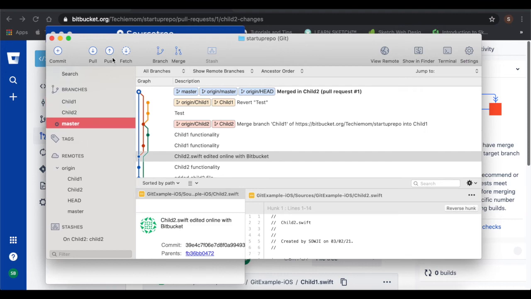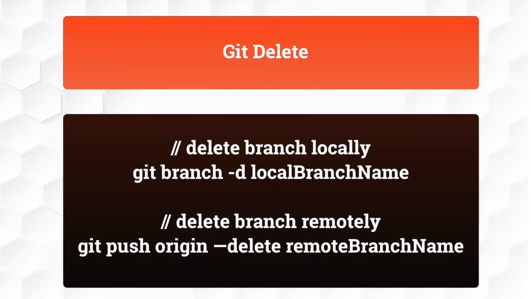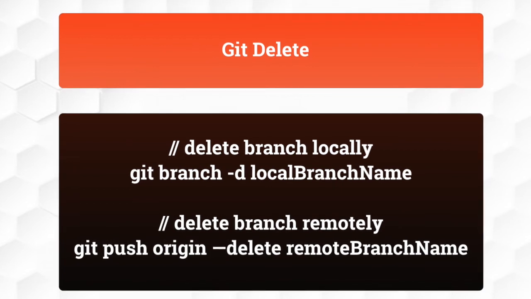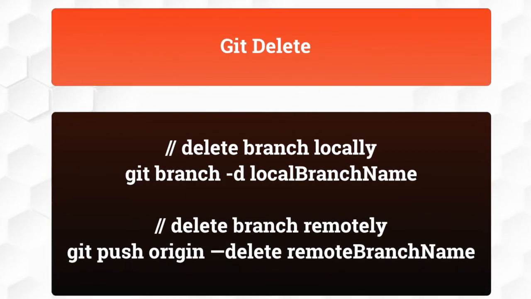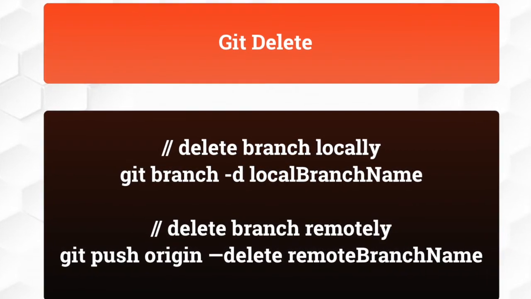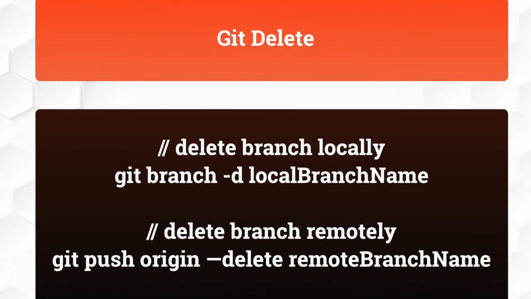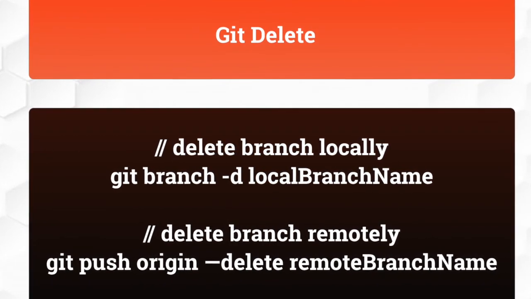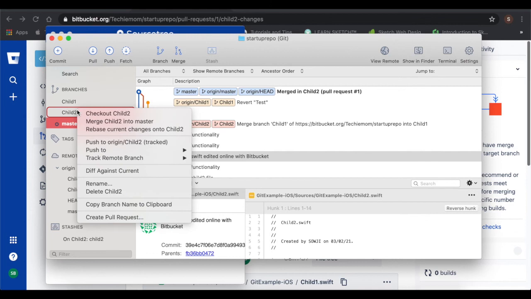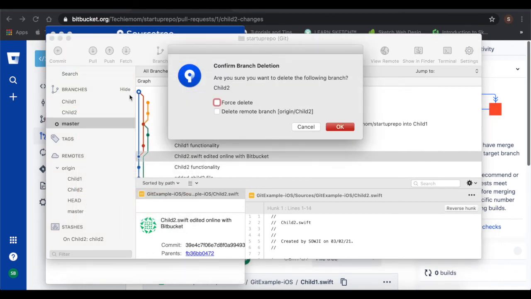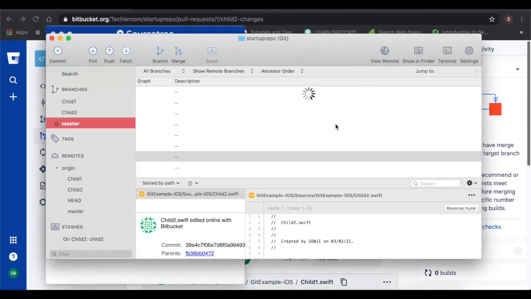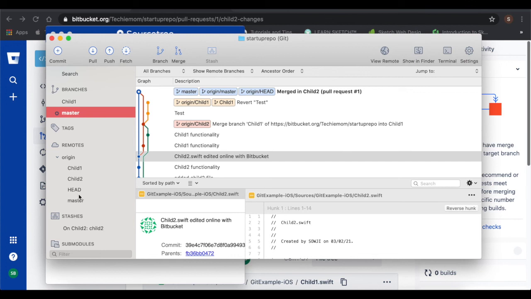Now let's see what is git delete. Different commands are there to delete the branch locally and to delete the branch remotely. Now let's see how to do it in Sourcetree. To delete the branch locally, just right click on the branch without selecting it, and click on force delete, which will delete the branch. Now you can see child 2 branch is deleted locally.